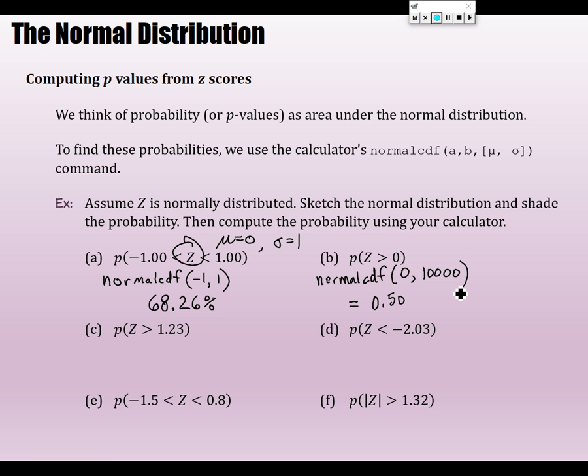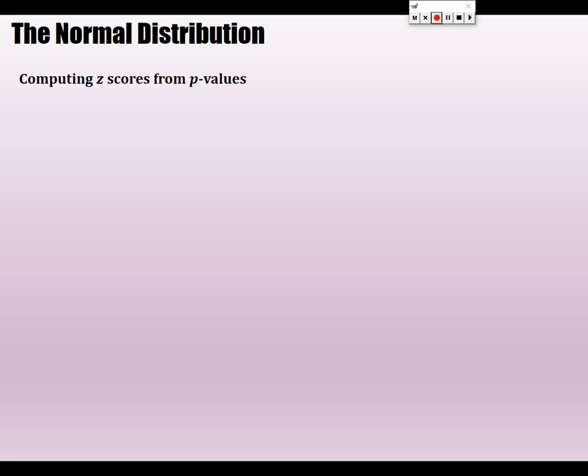In fact, for each one of these, it might be good to shade a little normal distribution. Negative 1, 1. Or for this one down here on F, maybe also draw a picture for these. So we've got two tails out there. Calculate all those. We can come back to give the answers, but that's not the most interesting part. Computation is never the most interesting part.